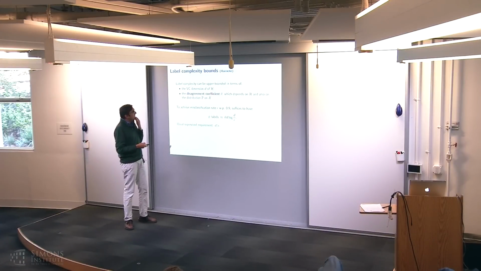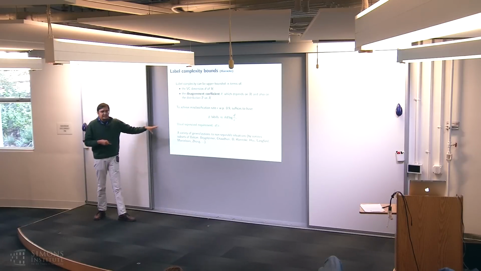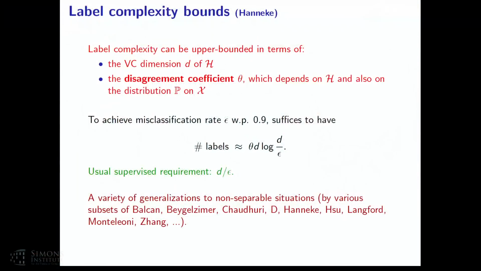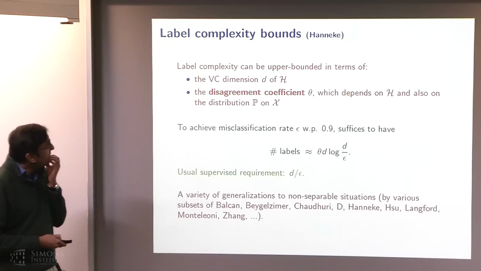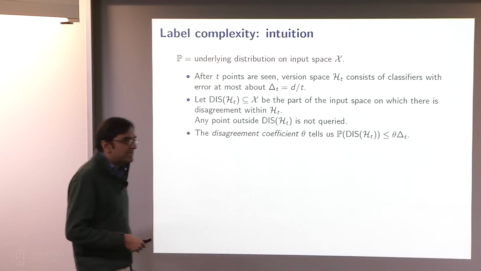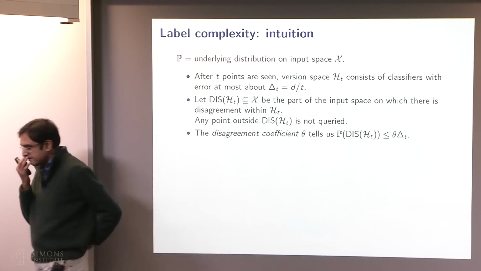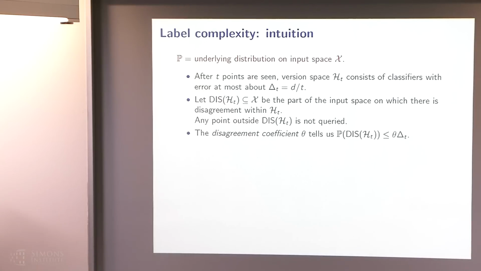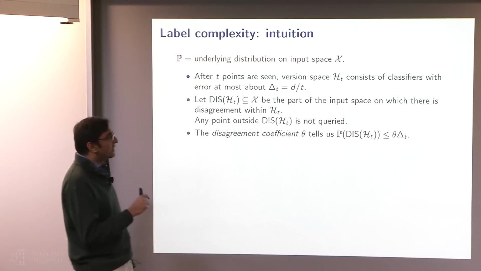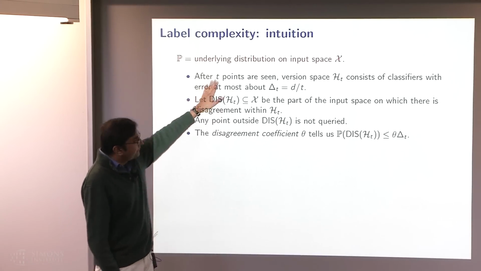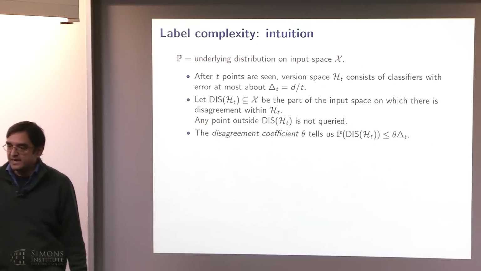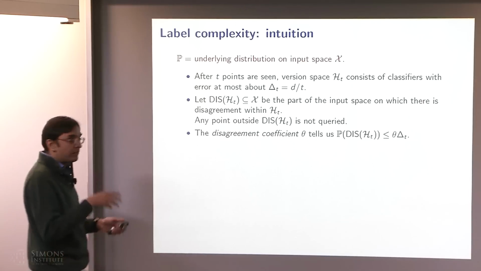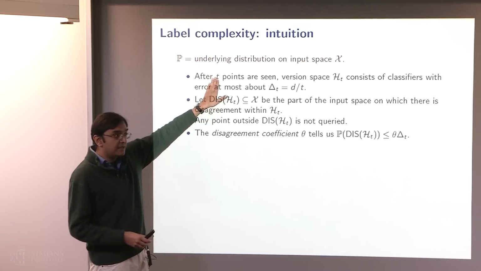Okay, so let me explain how this comes around. By the way, this is only for the case of separable data, but this has been generalized to the non-separable case by various subsets of these people listed here. So why does a simple scheme like this actually get you such a small label complexity? Remember that this method essentially gets everybody's label. Either it fills it in itself or queries it. So after you've seen t points, you have t labels.